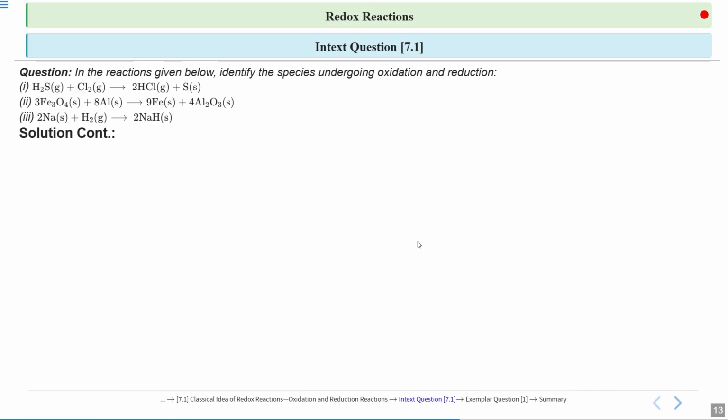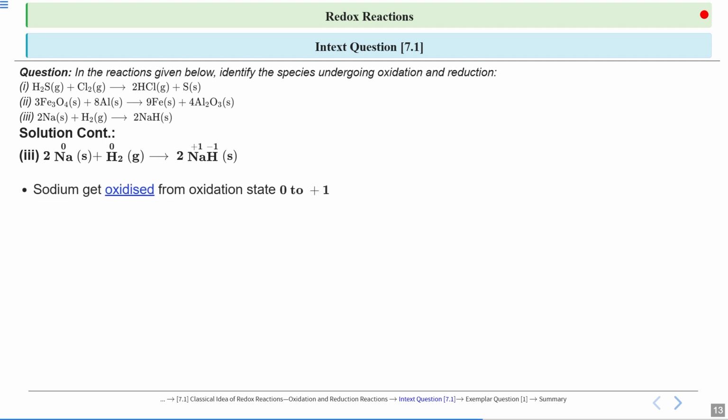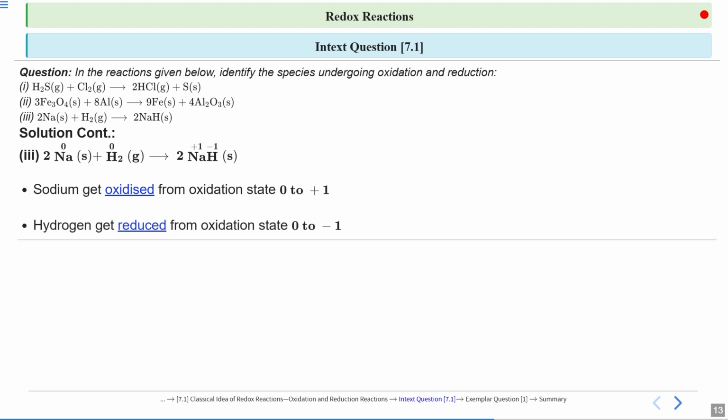Now let's consider the third reaction, in which sodium is reacting with hydrogen forming sodium hydride. In this you will find that in the reactant both sodium and hydrogen have an oxidation state of 0, while in the product they have the oxidation state of +1 for sodium and -1 for hydrogen. So sodium gets oxidized from oxidation state 0 to +1, while hydrogen gets reduced from oxidation state 0 to -1.